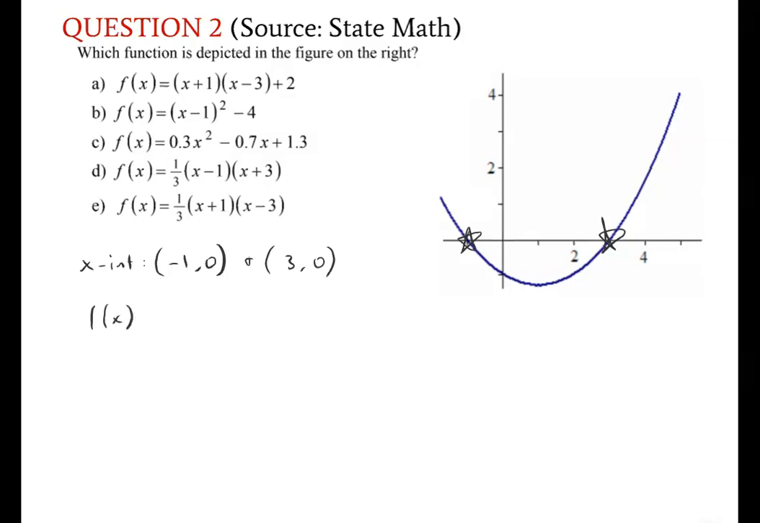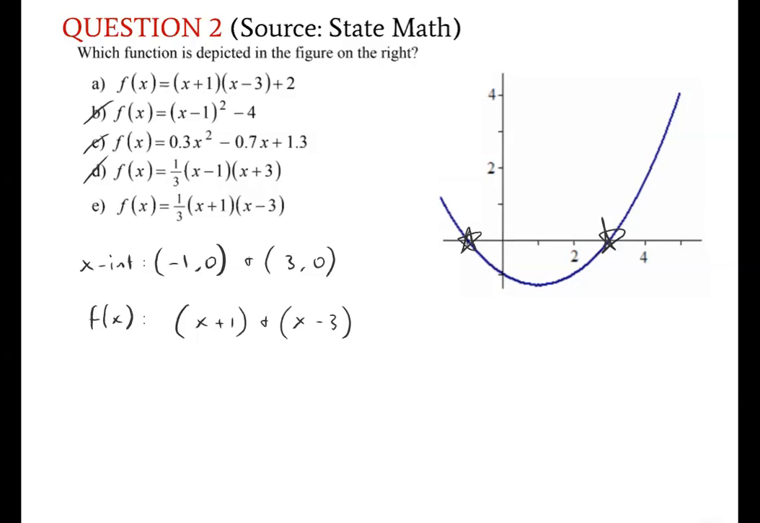f(x) have to be x plus 1 and x minus 1, since that's the only way these points will be satisfied. And from this, we can see that only A and E have x plus 1 and x minus 1, and that means that one of these is our answer.